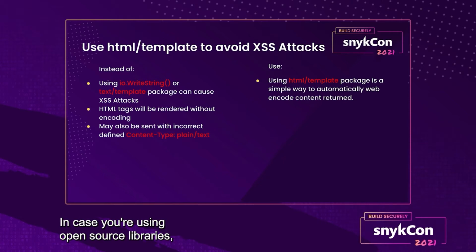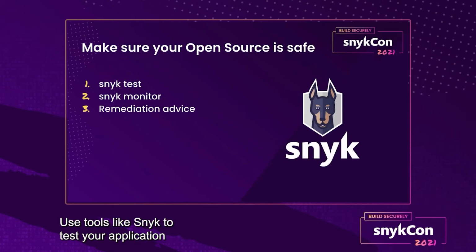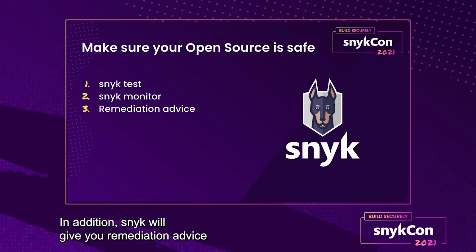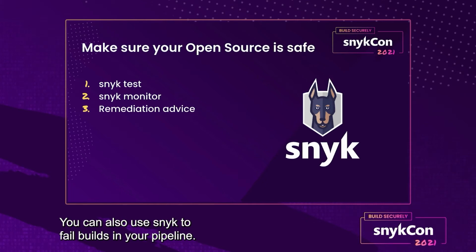In case you're using open source libraries, make sure they're secure. Use tools like Snyk to test your application for known vulnerabilities. With a simple command called Snyk test, you can have full visibility of all the vulnerabilities in your project. In addition, Snyk will give you remediation advice to help you fix those vulnerabilities. You can also use Snyk to fail builds in your pipeline.